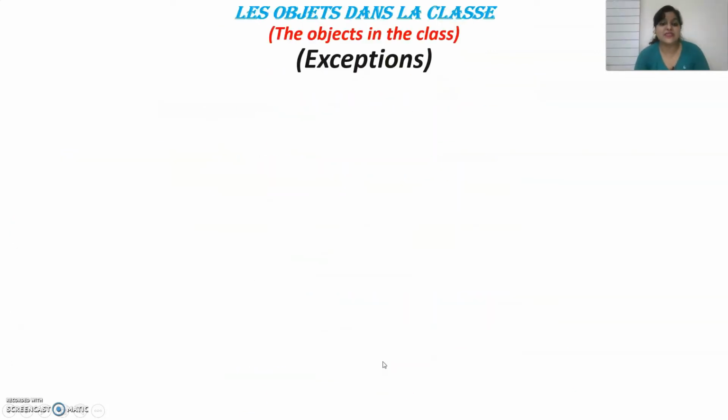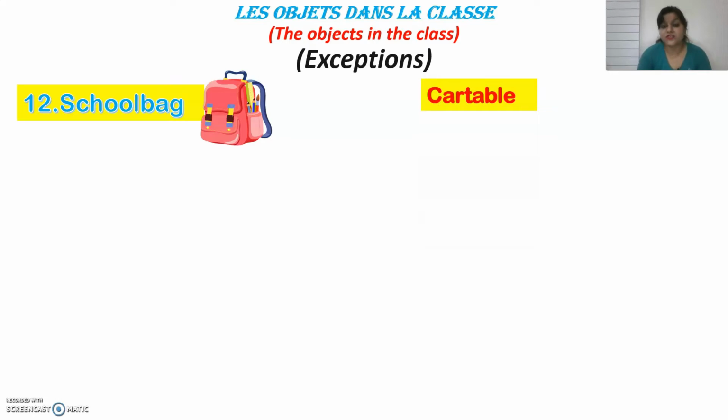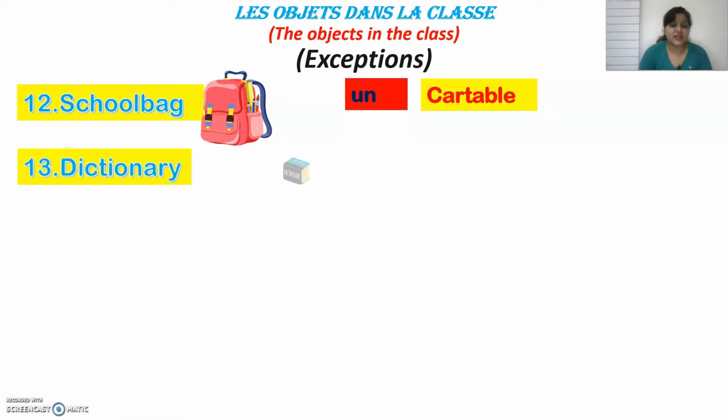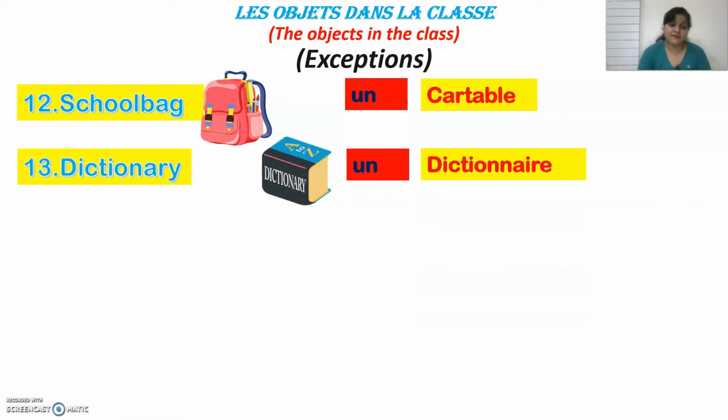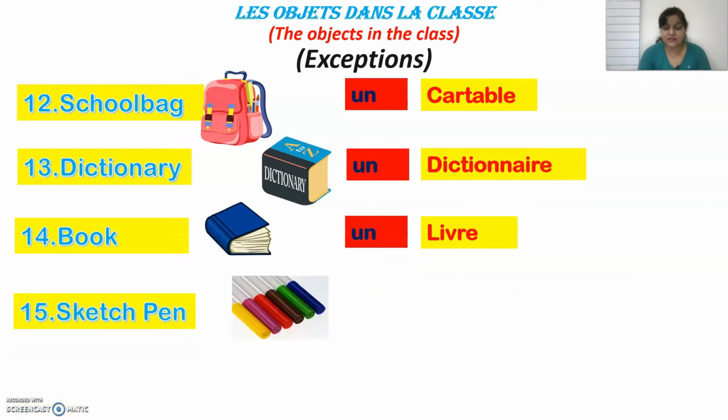Now let's learn some exceptions that are used in the class. So school bag. To school bag we say cartable. Now according to the rule it should come under the category of feminine because it is ending with E, but it is masculine. So it will be a cartable. Dictionary, un dictionnaire. Book, un livre. Sketch pen, un feutre. So these are some words which are exceptions in French language. That means they might be ending with E, but they don't come under the category of feminine.